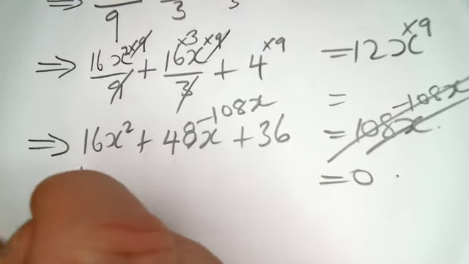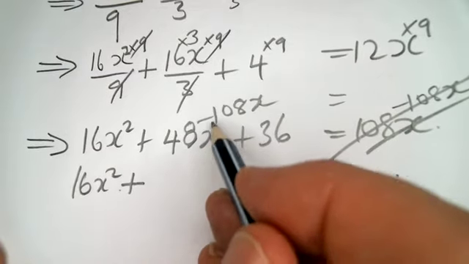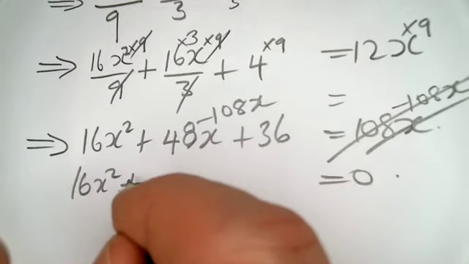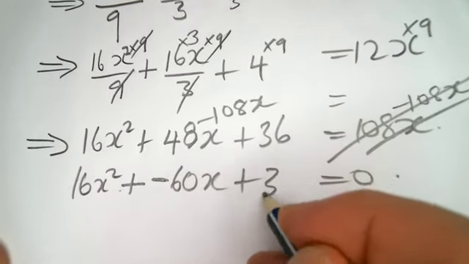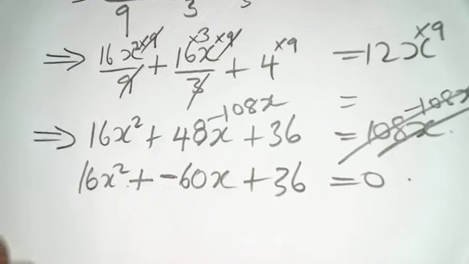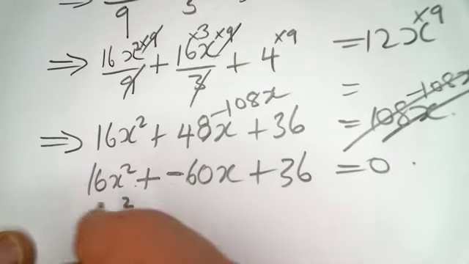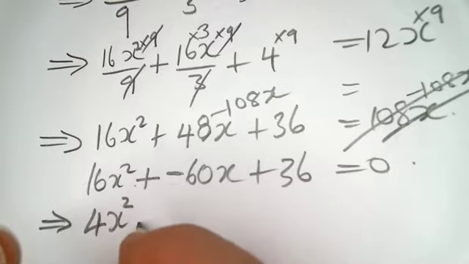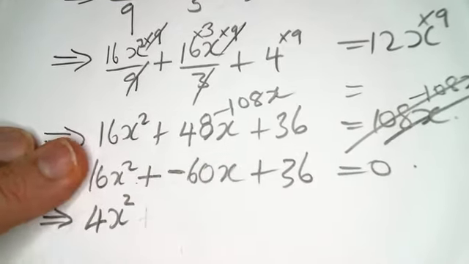So we've got 16x squared plus, well, 48 minus 108x is going to be negative. So this is not a positive, it's actually a negative: 60x plus 36 is equal to 0. Okay, well, we can divide everything by 4. That would work well. So 16 divided by 4 is 4x squared. That implies that we've got 4x squared, sorry, actually minus, let's get straight into the minus there.